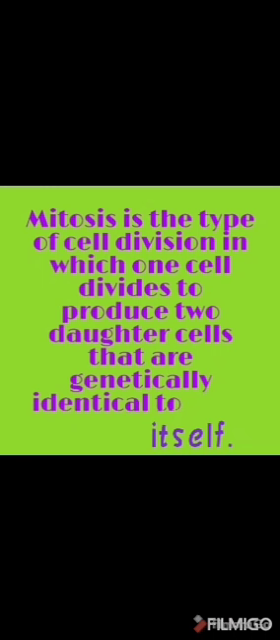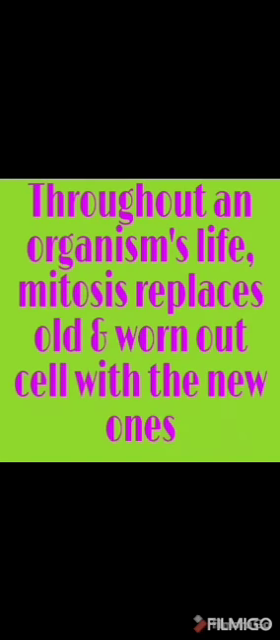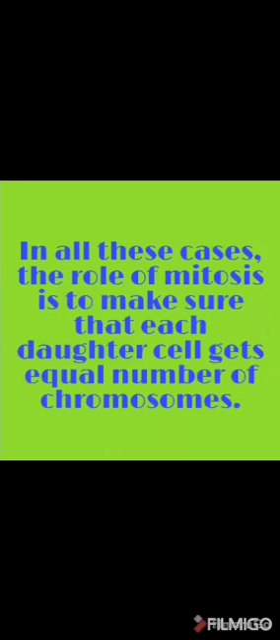It is the type of cell division in which one cell divides to produce two new cells that are genetically identical to itself. The greater majority of the cell division that happens in our body involves mitosis. During development and growth, mitosis populates the organism's body with cells, and throughout an organism's life, it replaces old, worn-out cells with new ones. For single-celled eukaryotes like yeast, mitotic divisions are actually a form of reproduction, adding new individuals to their population. In all these cases, the goal of mitosis is to make sure that each daughter cell gets a perfect full set of chromosomes.